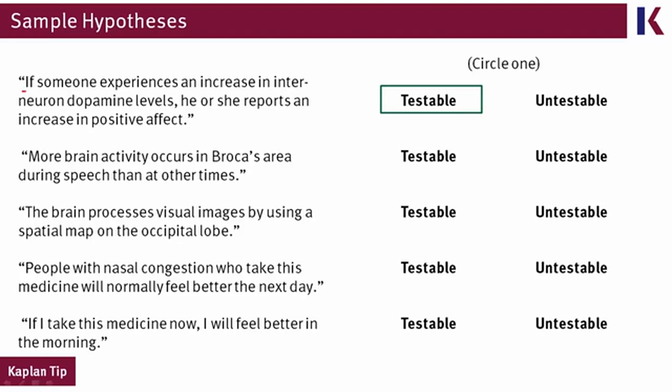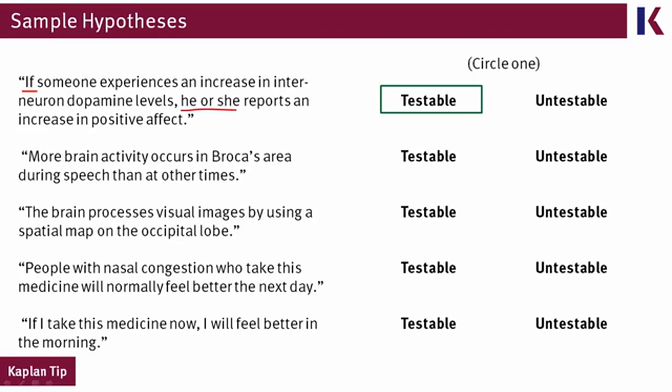It starts with if someone experiences interneuron dopamine levels, then it's implied he or she will report an increase in positive affect. What you can do is you can take 2 people, you can see if they experience an increase, and then you can see, well, the people who experienced the increase, did they report an increase in positive affect?